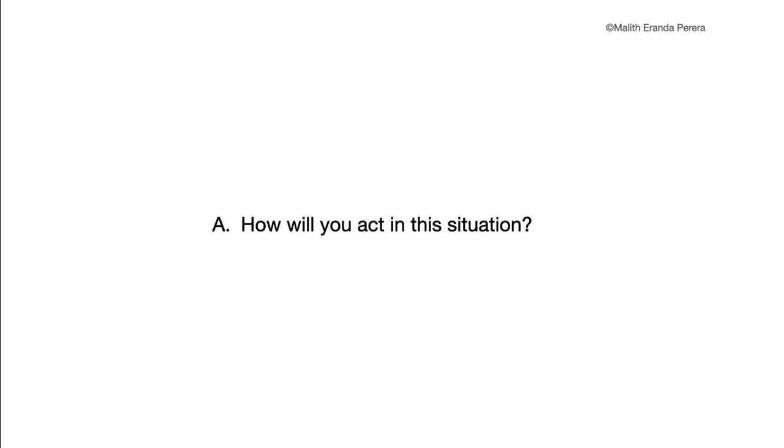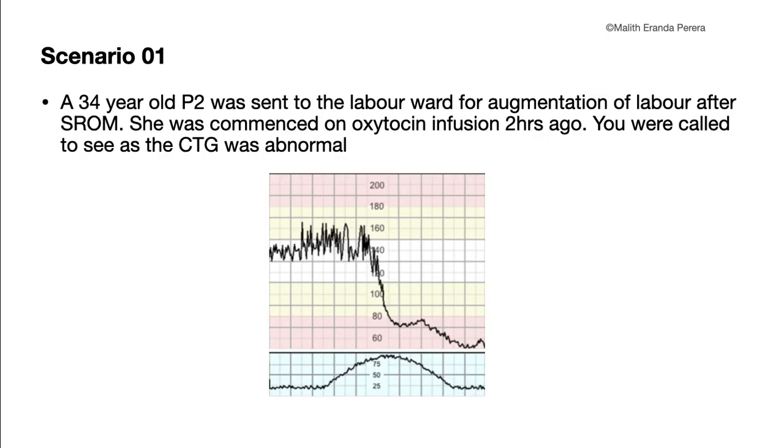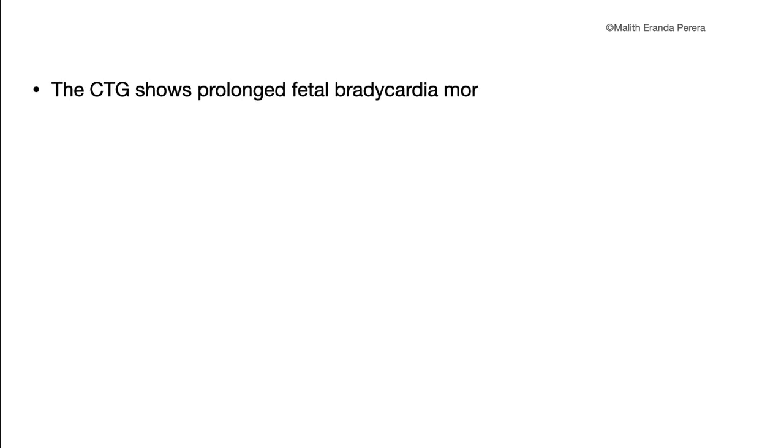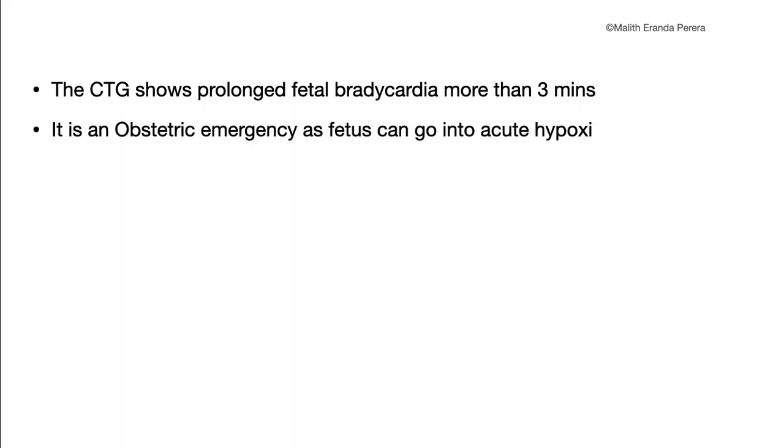Invariably, the first question would be, how will you act in this situation? Let's look at the CTG again. The first step in answering is to interpret the CTG. You have to interpret that the CTG shows prolonged fetal bradycardia for more than 3 minutes, which is an obstetric emergency, as the fetus can go into acute hypoxia.